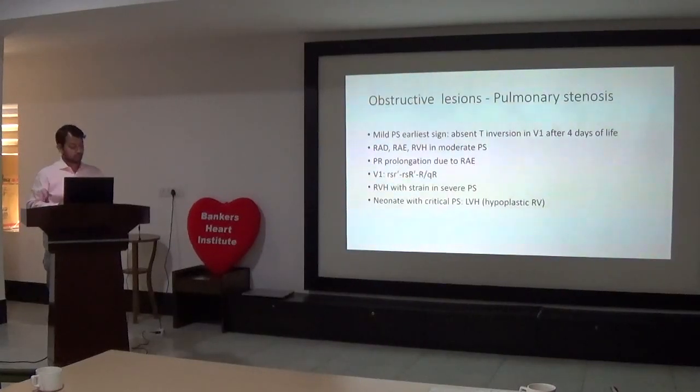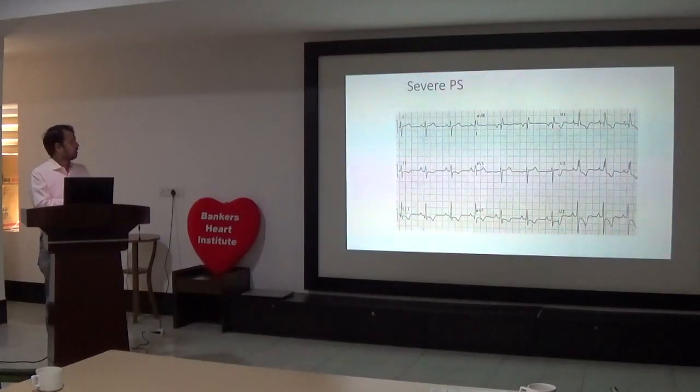In a neonate with critical PS there can be signs of left ventricular hypertrophy due to hypoplastic right ventricle. This is the ECG of a patient with severe PS. Here we can see upright R waves in lead V1 with T wave inversion in lead V1. That is the RV strain pattern that can be observed here.